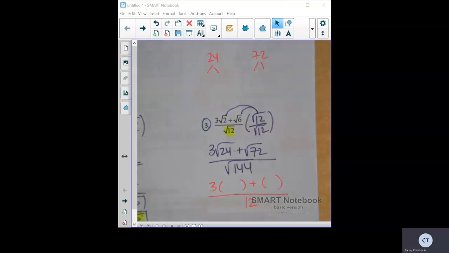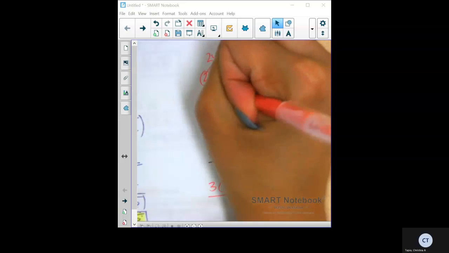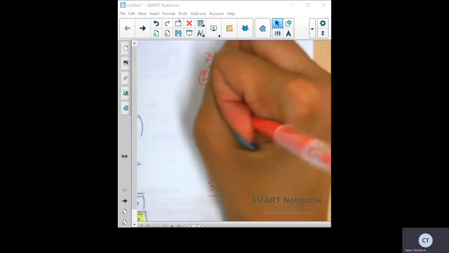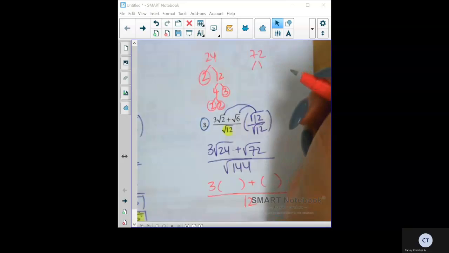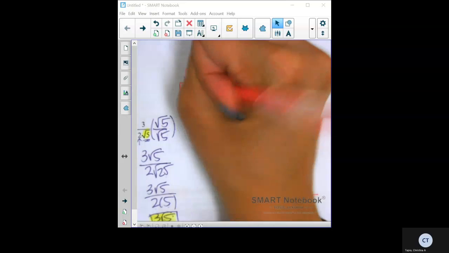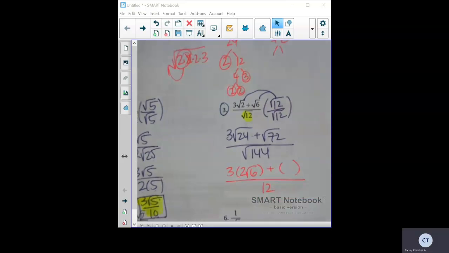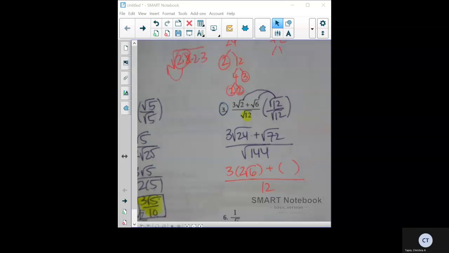Simplify it. So I'd better be simplifying the square root of 72. I gave you what I got. Don't make me regret it.